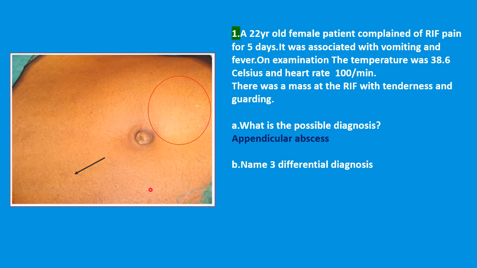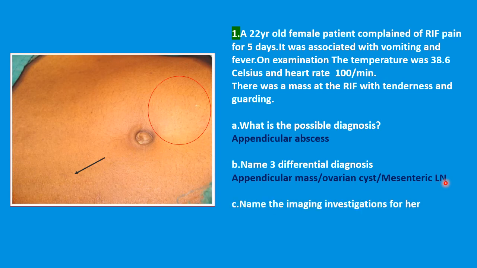Question 2: Name 3 differential diagnoses for this patient. The answer: acute appendicular mass, ovarian cyst, and mesenteric lymphadenitis. Question 3: Name the imaging investigations for her. Imaging investigations are ultrasound of the abdomen and pelvis and CT scan of the abdomen and pelvis.